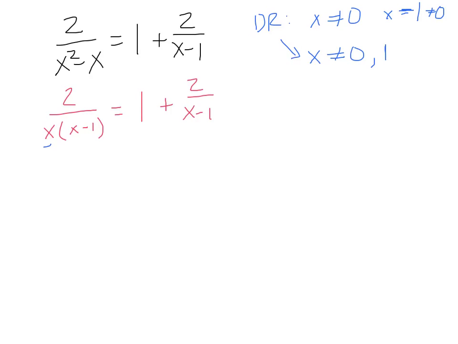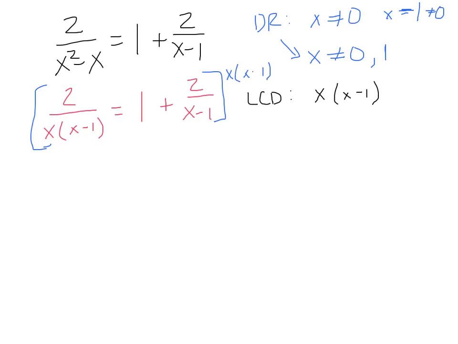For our least common denominator, the first fraction says I need an x and an x minus 1. The second fraction is just 1 over 1, so I don't need to worry about that. And the third one needs an x minus 1, which I've already taken care of. So we can go ahead and multiply through by x times x minus 1.